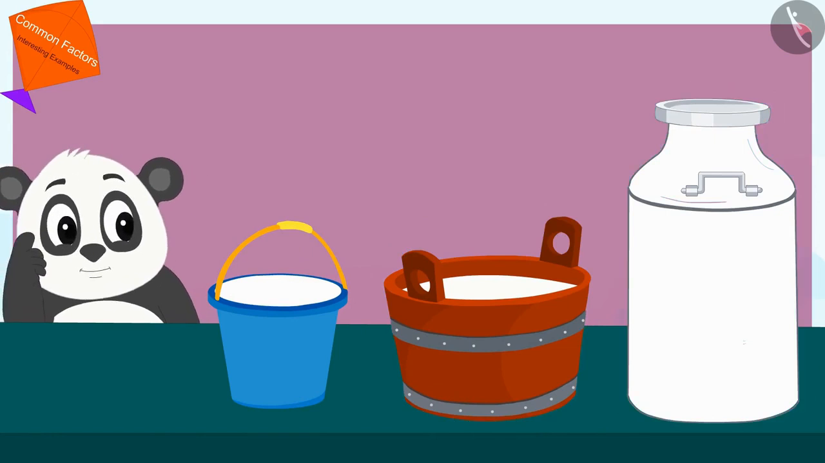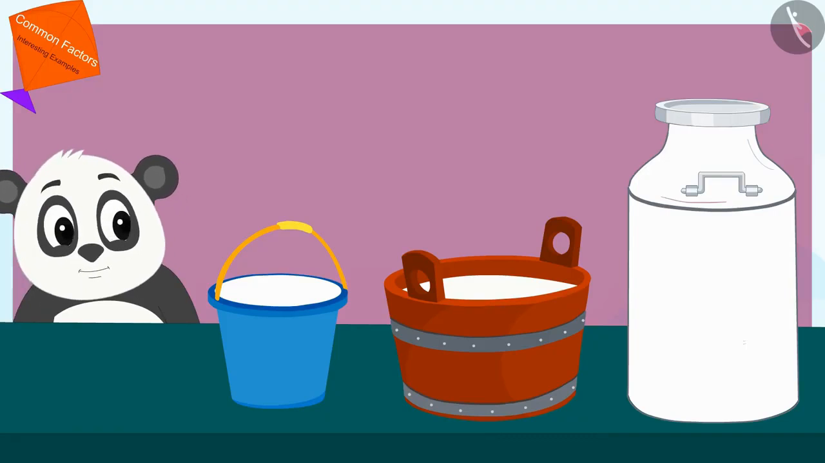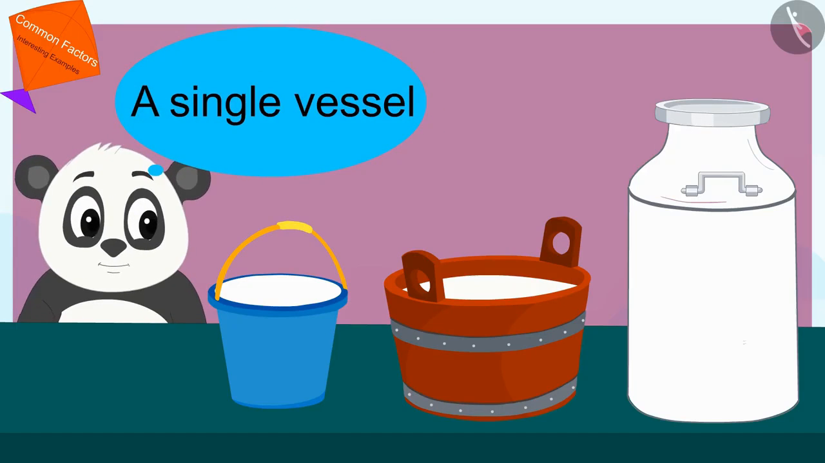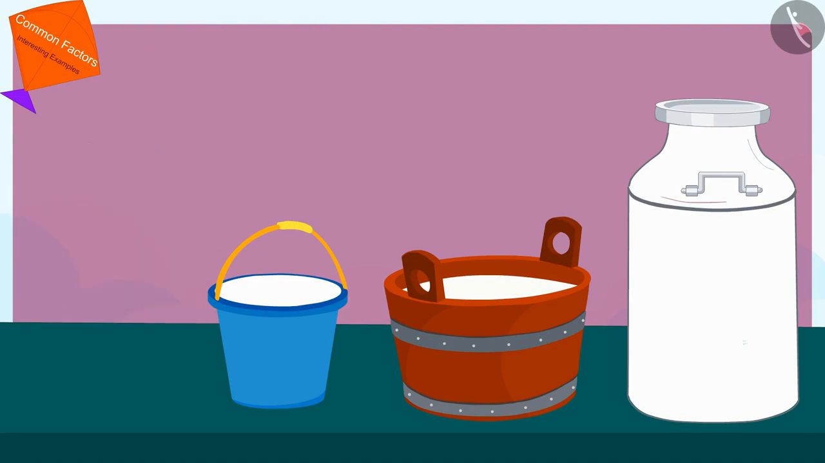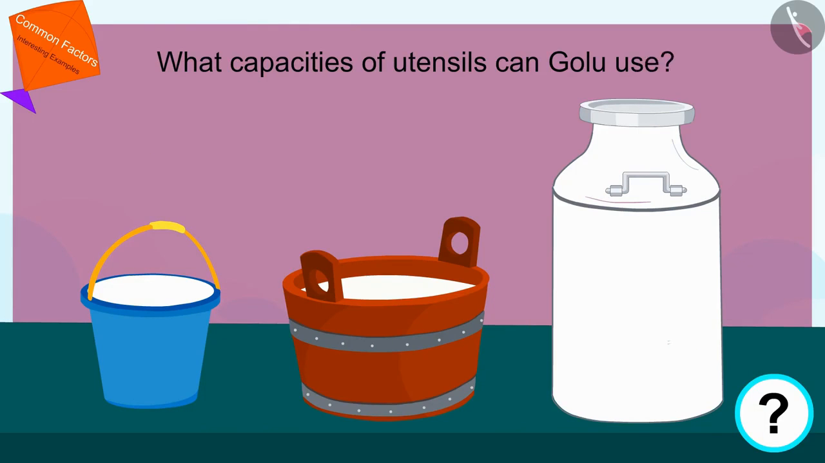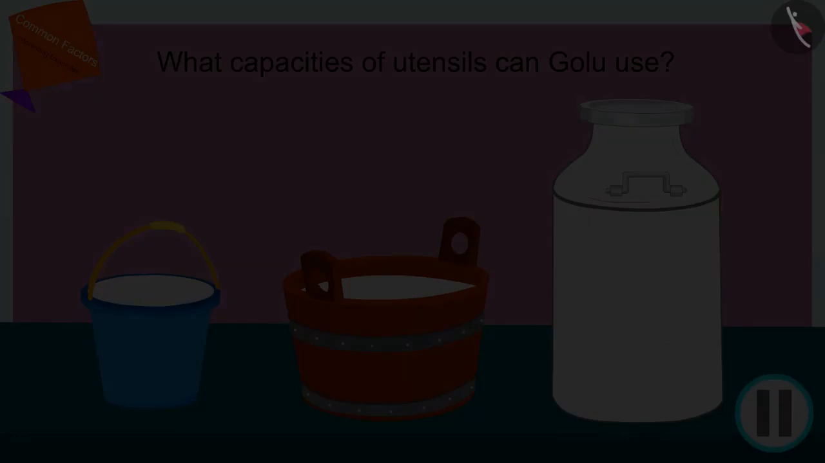But Golu doesn't remember which utensil has how many liters of milk. Golu is thinking that he will measure the milk of all those utensils using a single vessel. Children, can you tell us what capacities of utensils can Golu use? If you want, you can pause the video and find the answer.